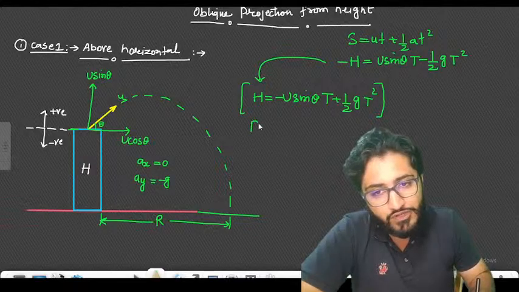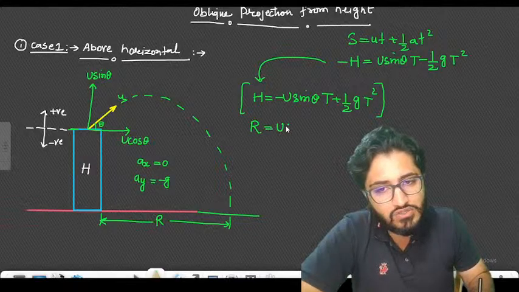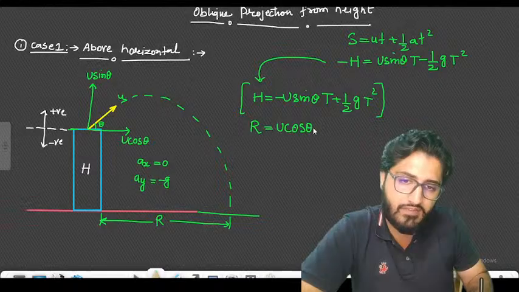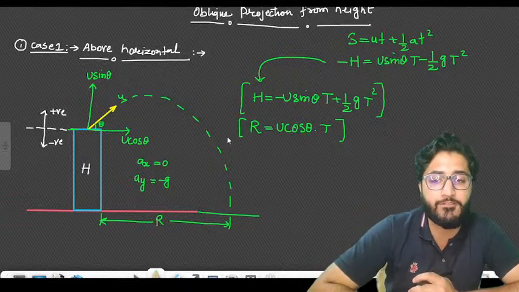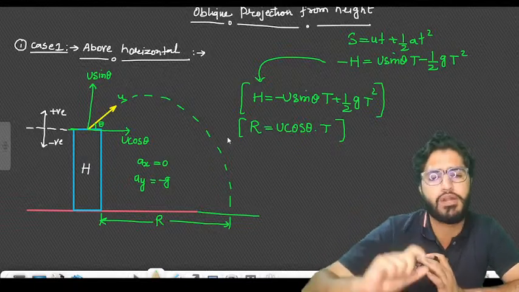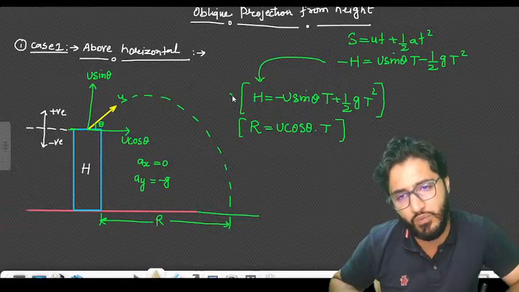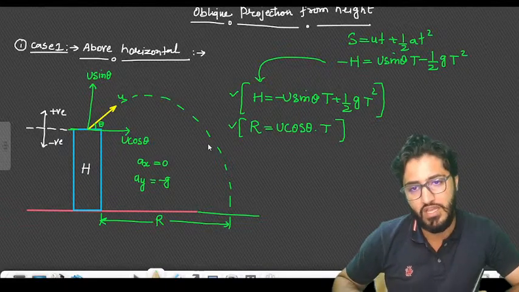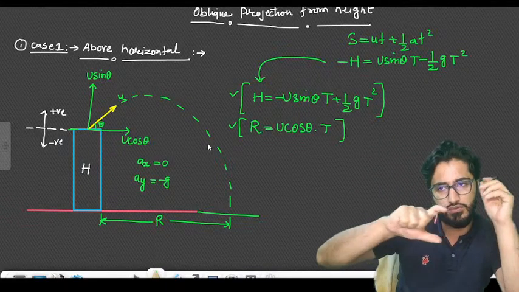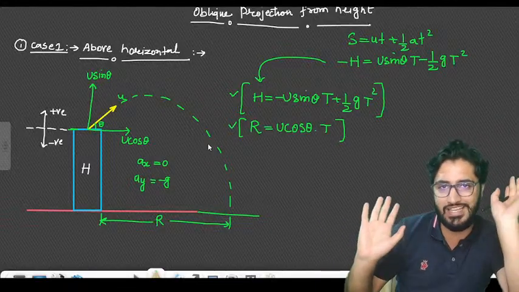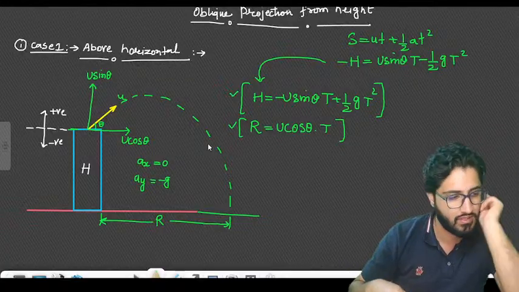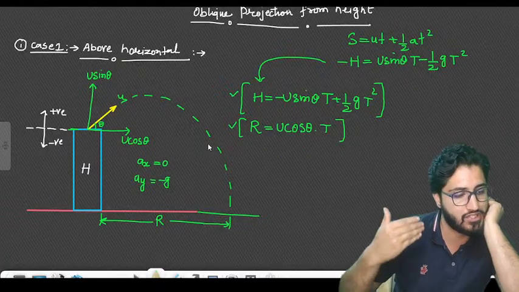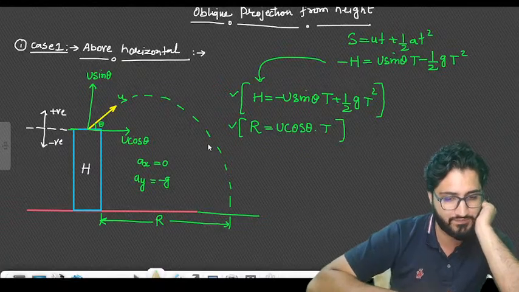And for range, what is range? Range is nothing but u cos theta multiplied with t, and t you will get from the upper equation. These two equations you need to remember from this particular topic. If you are making your short notes, write the above horizontal case, make a small diagram, write h equals to this, R equals to this. Whenever you are repeating these things, they should be stuck in your mind.